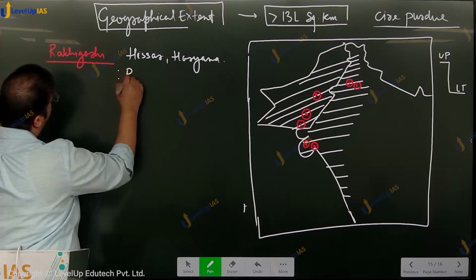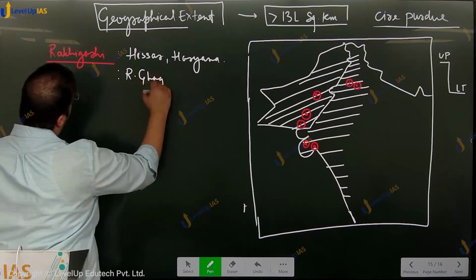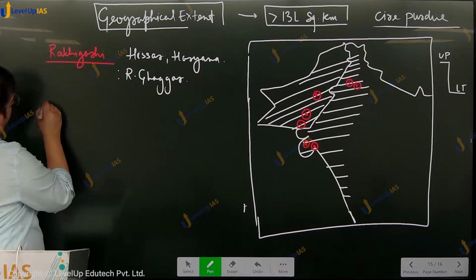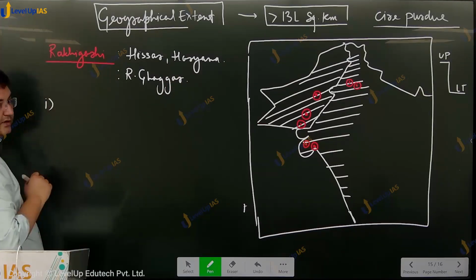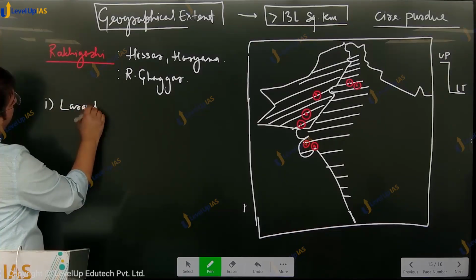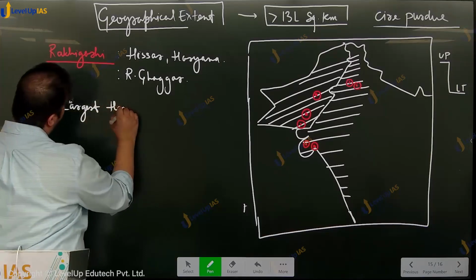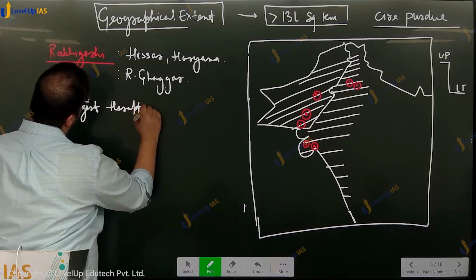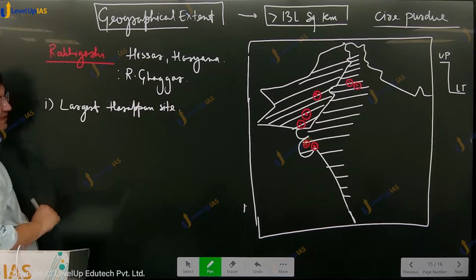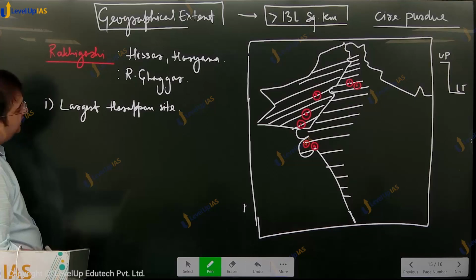On the banks of the river Ghaggar. Now, what is the importance of Rakhi Gadi? First of all, it is the largest Harappan site to have been discovered till date. Okay? In fact, it is at least twice as large as the next largest Harappan site, that is Mohenjo-daro.